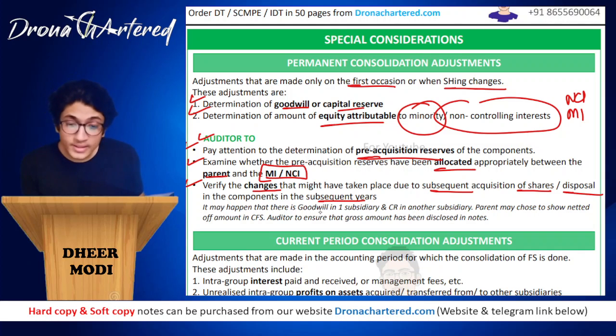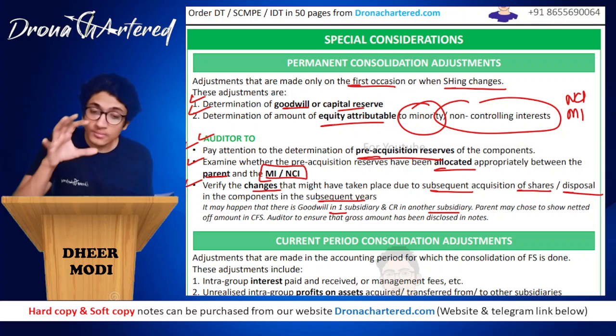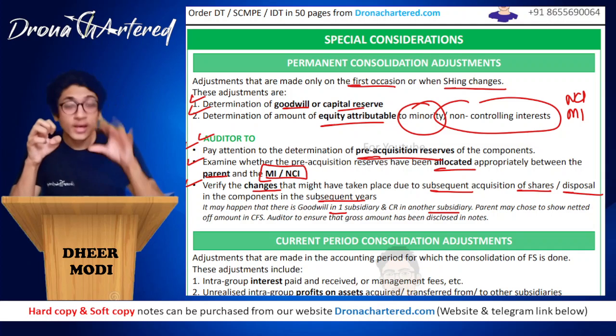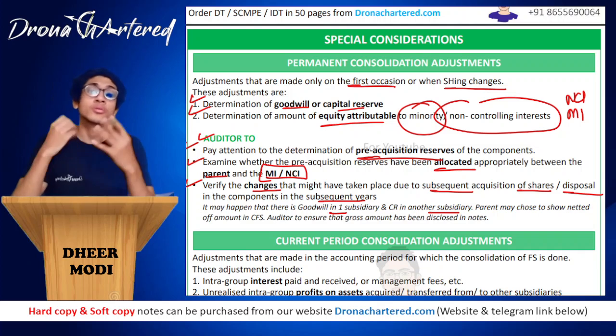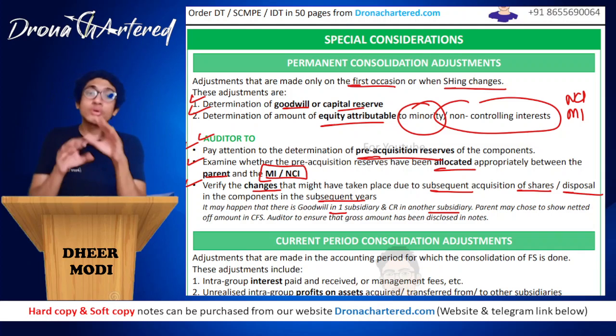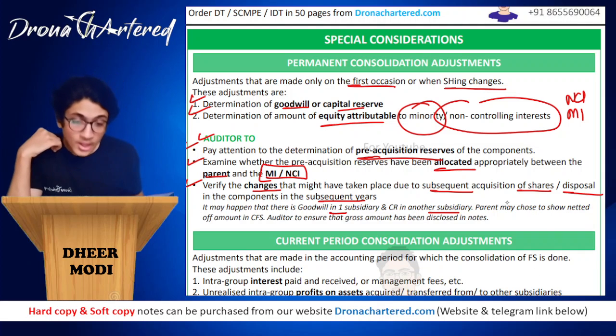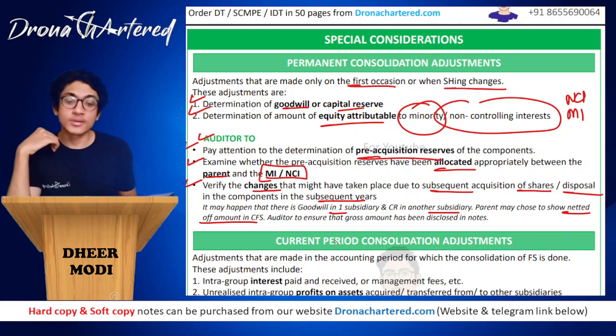It may happen that there is goodwill in one subsidiary and capital reserve in another subsidiary. So the doubt comes: can I net off these or do I have to show them separately? The parent may choose to show the netted-off amount in the CFS.